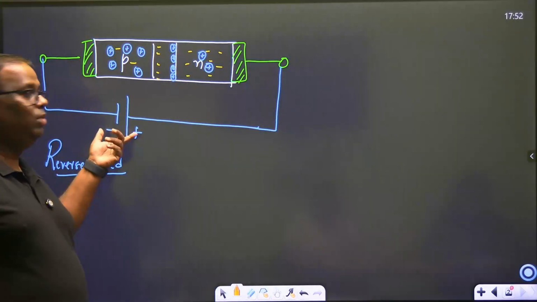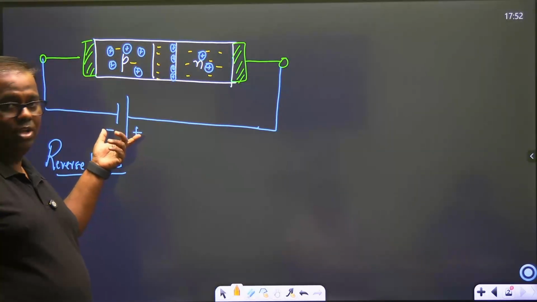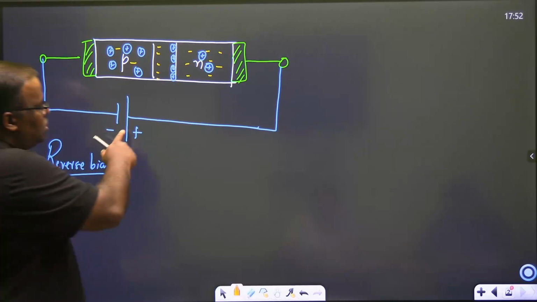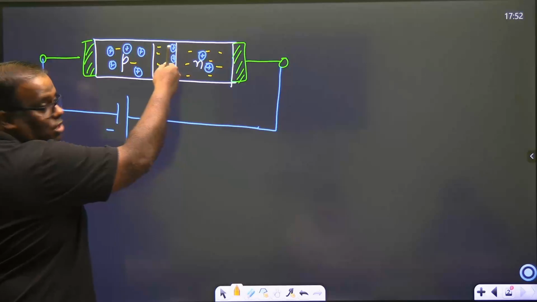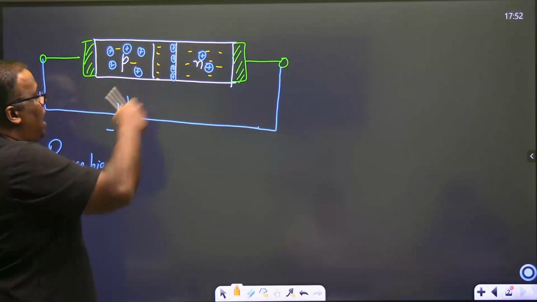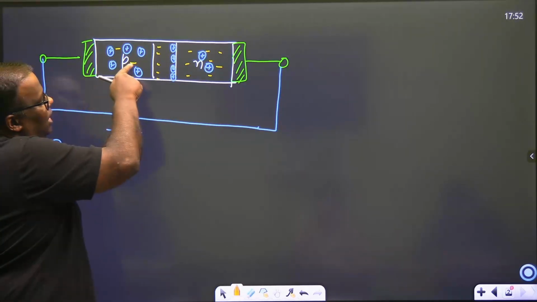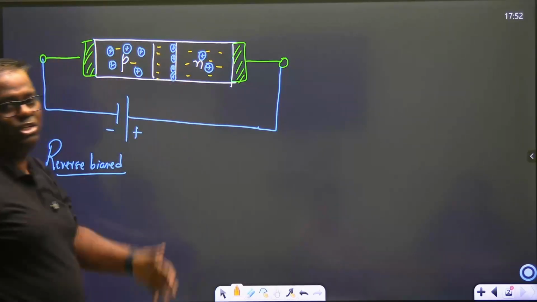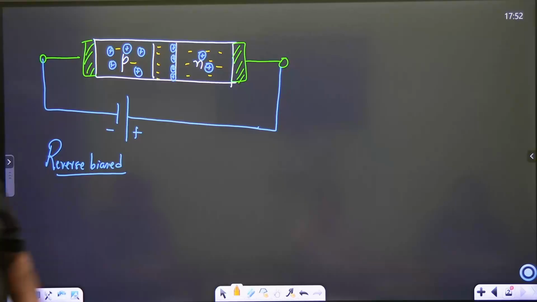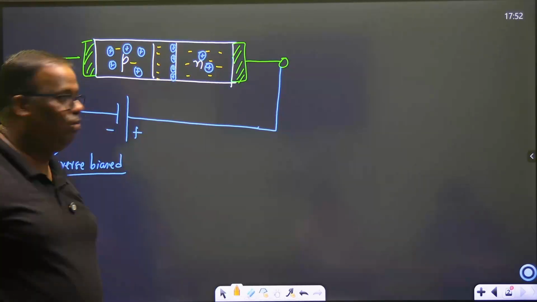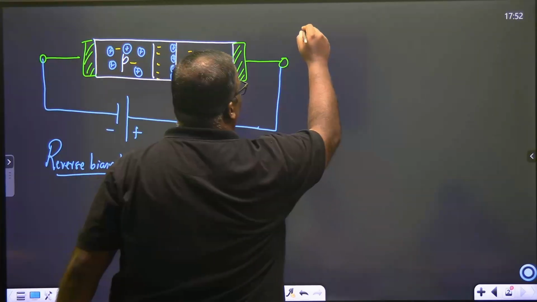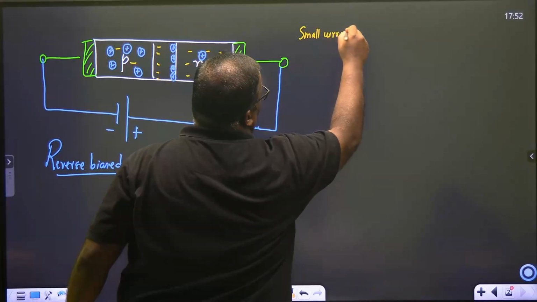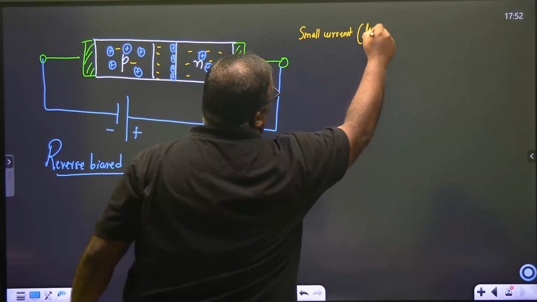This particular orientation or this polarity that we have set up will help these minority charge carriers. Just look, positive is going to push this positive more towards the junction, and the negative is going to repel the little negatives towards the junction, and some recombination will happen. Therefore, a very small current will flow, and this current will be in microampere range.